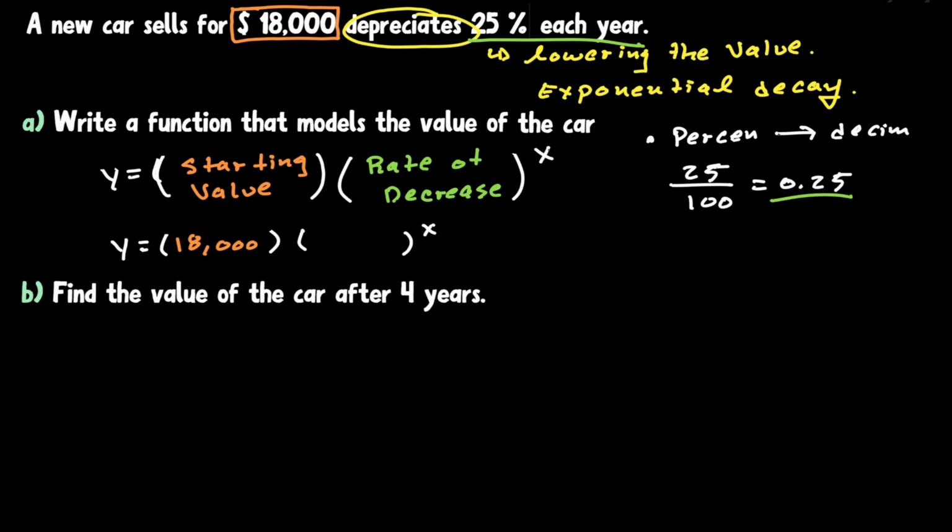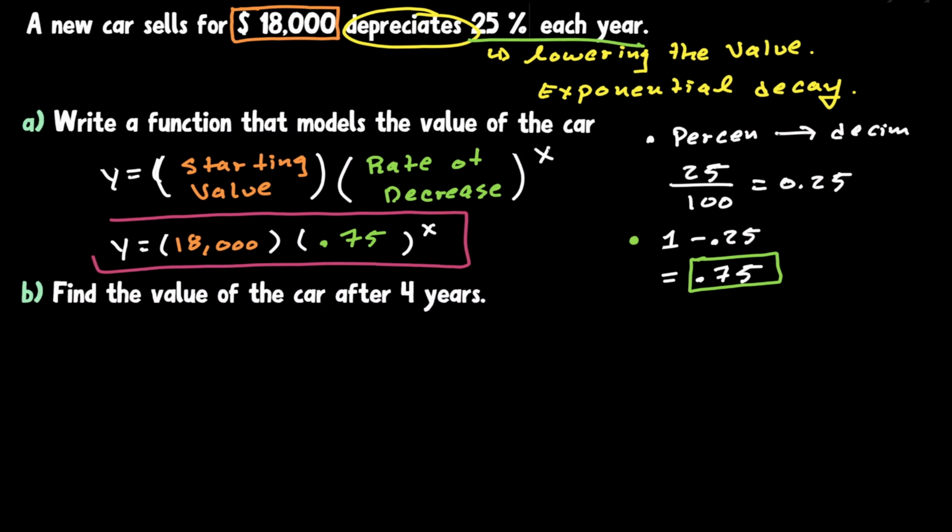But 0.25 is not the value that we will place in our equation. We have to understand the scenario. To find the rate of decrease, we're going to start with a value of 1, and then we're going to subtract the decimal representation of the depreciation, which is 0.75. Now this is the value that we can consider as the rate of decrease. And now we have an equation that we can use to represent the scenario that we were given.